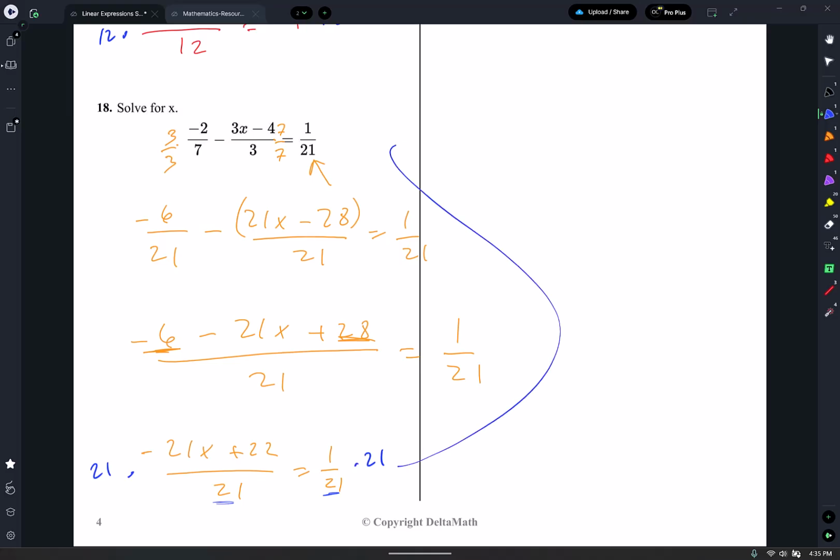So now you have negative 21x plus 22 equals 1. Move the 22 to the right. So negative 21x equals negative 21 because you subtracted the 22. And then divide by negative 21. So you're going to get x equals 1. Do you see how we did it, guys?